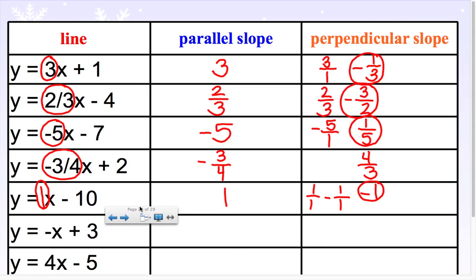If I've got negative x, it's similar to the last one where I can put a 1 in there, except instead of being positive this time it's negative 1. So a line parallel to it would also have a slope of negative 1. A line perpendicular to it would have a slope of positive 1. Y equals 4x minus 5, my slope is 4. A line parallel to it would have a slope of 4. A line perpendicular to it would have a slope of negative 1/4.